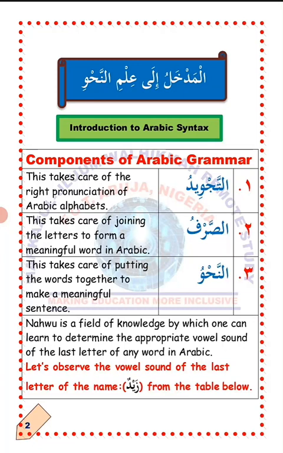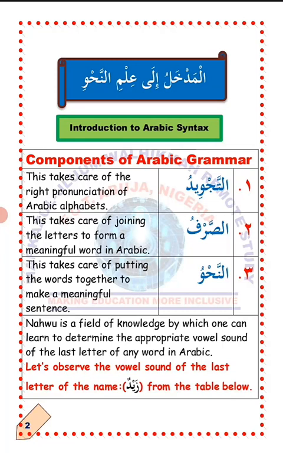We are going to learn from this lesson the three components of Arabic grammar. Number one, at-tajweed, phonology. This is the component of Arabic grammar that teaches how to read the Arabic alphabet accurately from the right point of articulation.